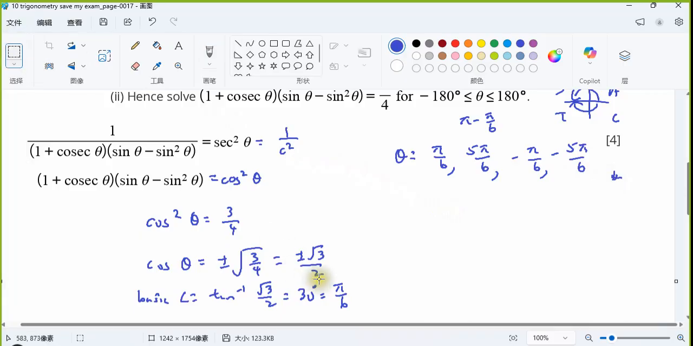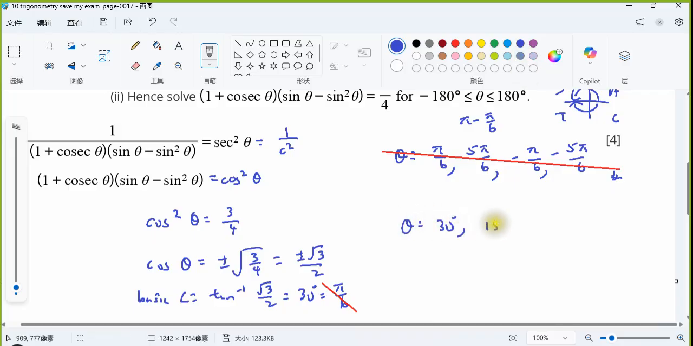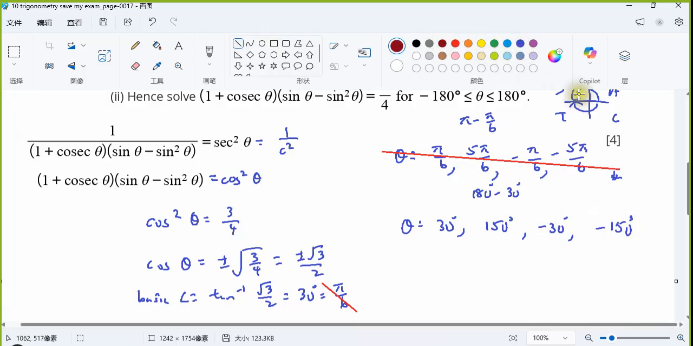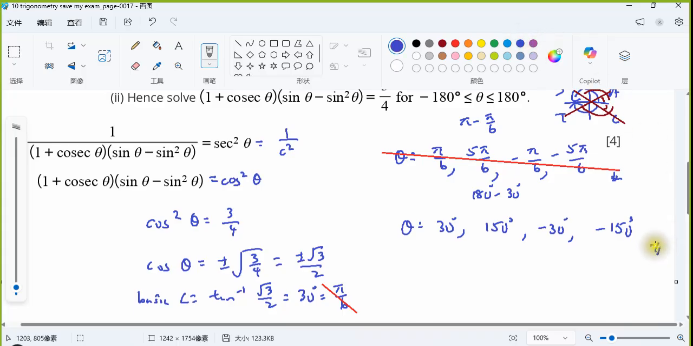No, they want the answer in degrees. So theta will be 30 degrees, 150 degrees, then we have negative 30 and negative 150. So this one we have 30, 150, negative 30, negative 150. Okay, done.